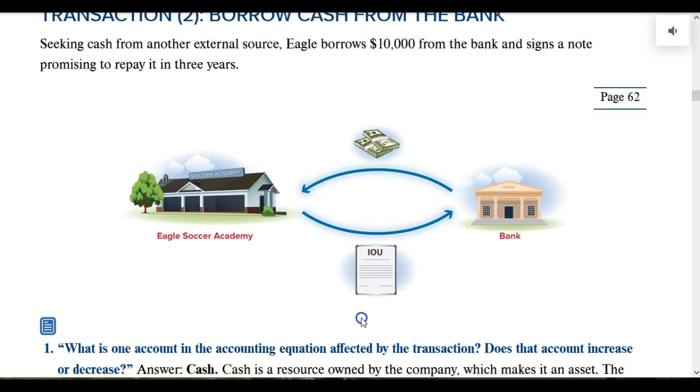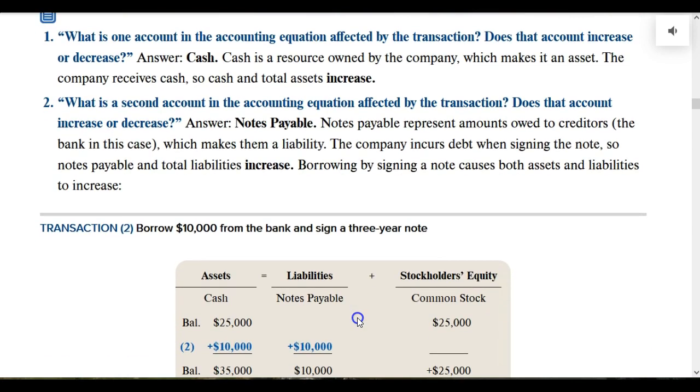We borrow money from the bank. Let's pull this up. Cash comes in the door again, $10,000 in cash. Why did this cash come in? We borrowed money. So the answer to number 1, the cash account will be affected. The answer to number 2, the notes payable account will be affected. You know, we had to sign a note at the bank. They're not going to let us just walk out of the bank with cash and not sign anything. So we're going to sign a note. They're going to charge us interest, and we'll have a certain due date, and that's fine.